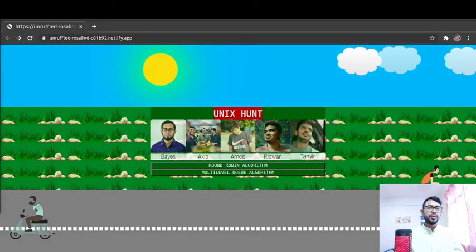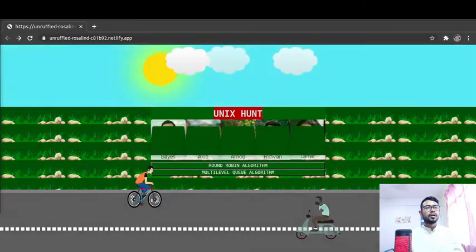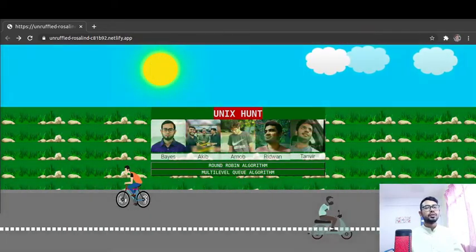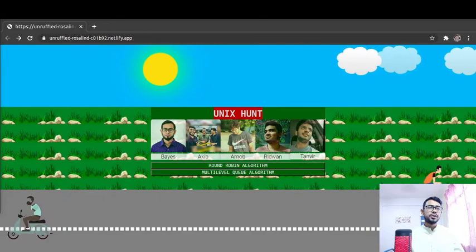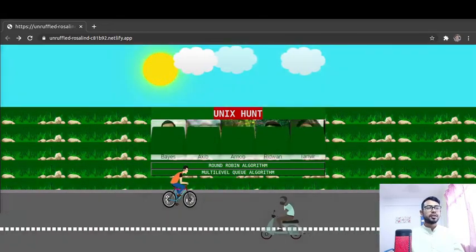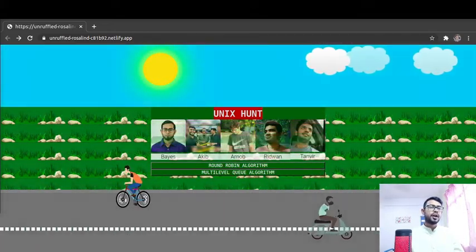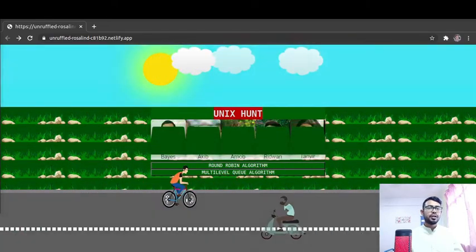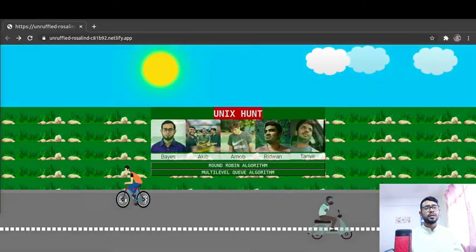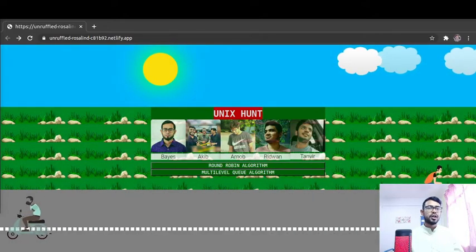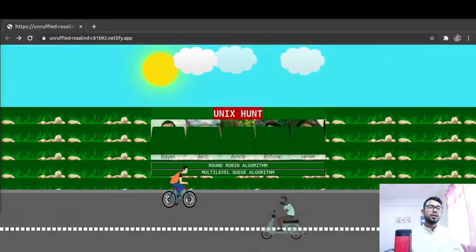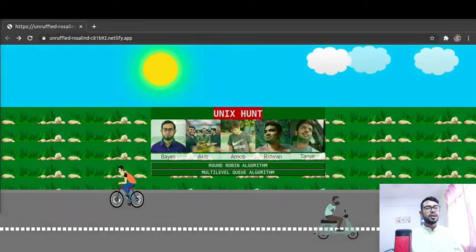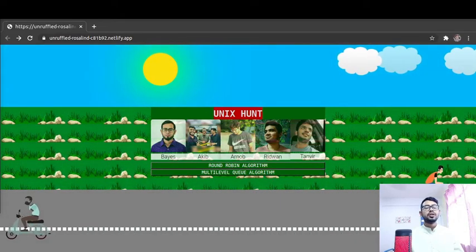Our project topics are process scheduling, round robin, and multi-level queue. Basically, our group UNIX Hunt consists of 5 dedicated members who are doing very great jobs to complete this project. Without their proper collaboration during this pandemic situation, it was very tough to complete this project. So, they are Ridwan, Arnav, Akib, Tanvir, and myself, Bayas Ahmed Shuhartu.